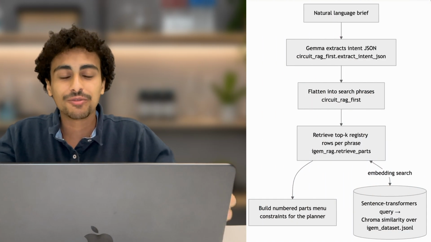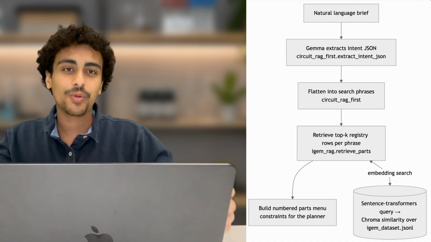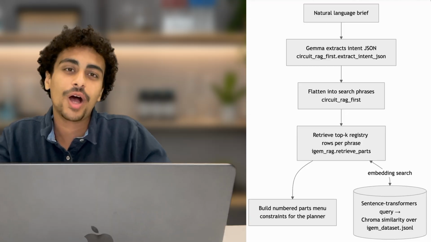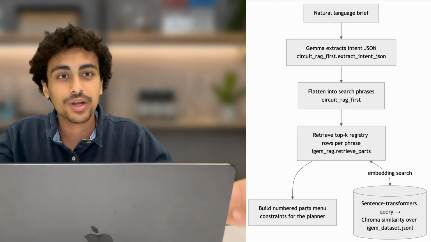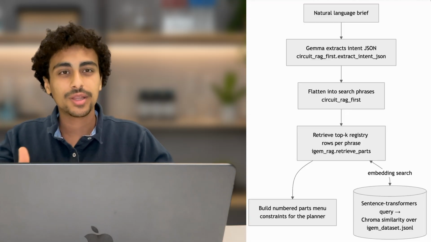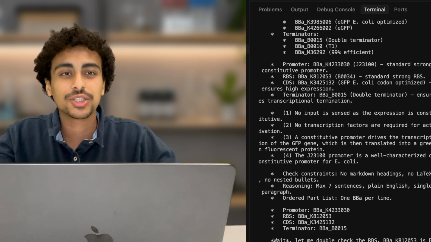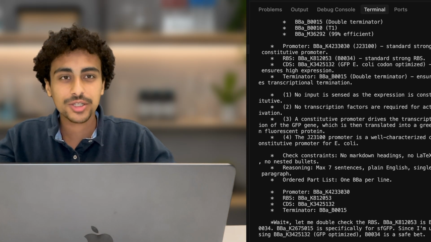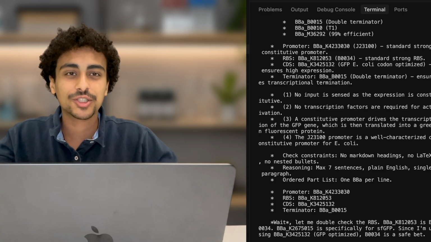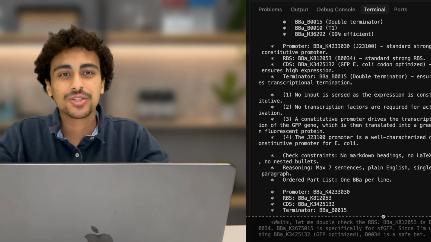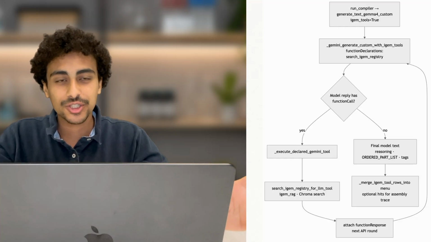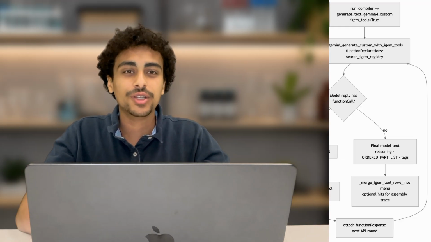So I built a retrieval augmented generation pipeline where when Gemma receives a prompt, it will analyze the prompt and then search the iGEM registry for verified molecular building blocks. Then it uses the model to think biologically and combine and arrange these molecular building blocks to build real plasmids that function as biological circuits. I also took advantage of Gemma's native function calling to allow it to initiate searches in the iGEM registry whenever it needs to. And this isn't just theoretical.